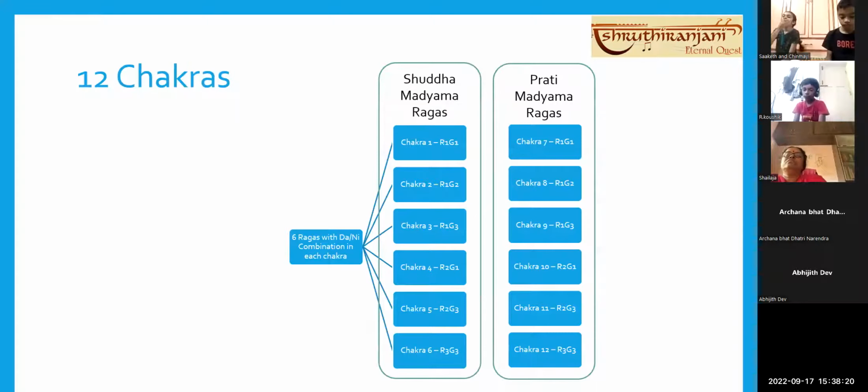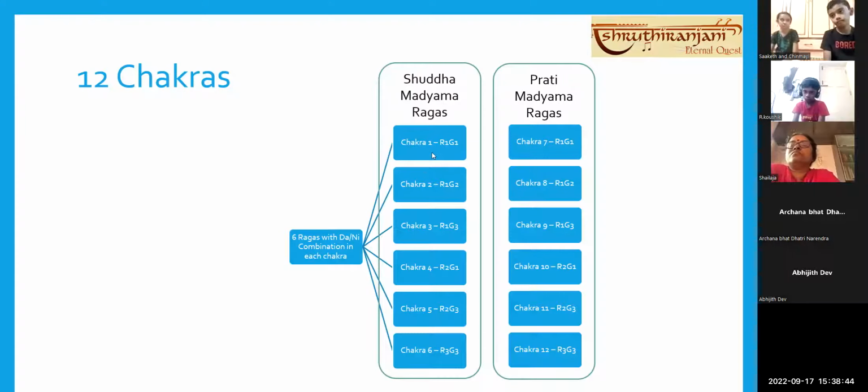Similarly, you just change the Madhyama, you will get Pratimadhyama ragas. With the same Ri1 Ga1 combination, Da1 Ni1 combination, you have 36 with Ma1, right? Change the Ma1 to Ma2, you will get your next 36 ragas. Okay, so that's how these 12 chakras are formed.